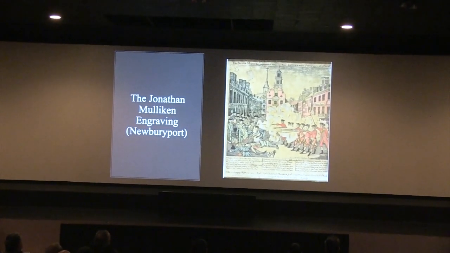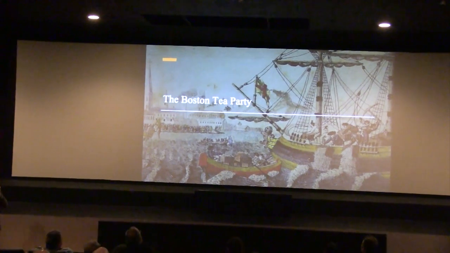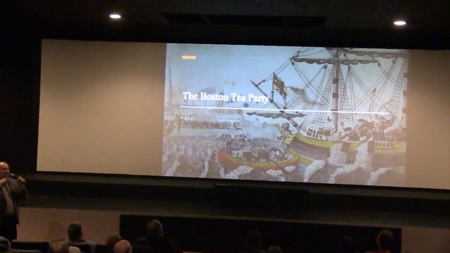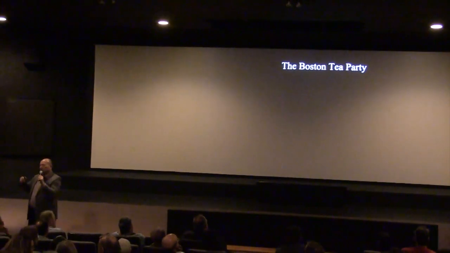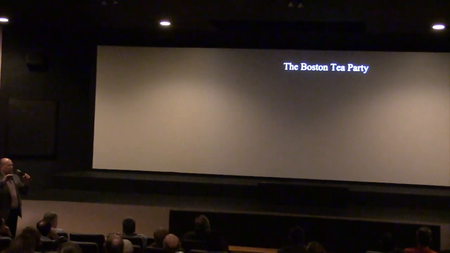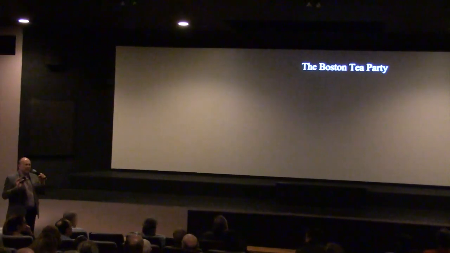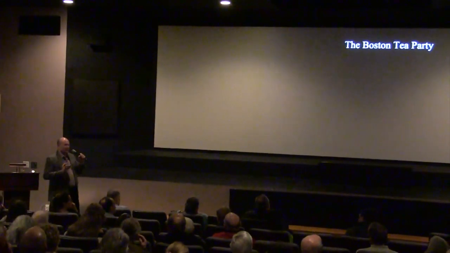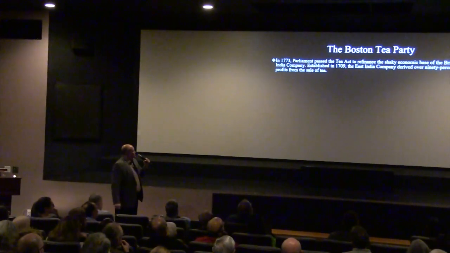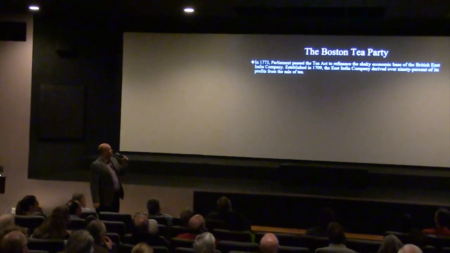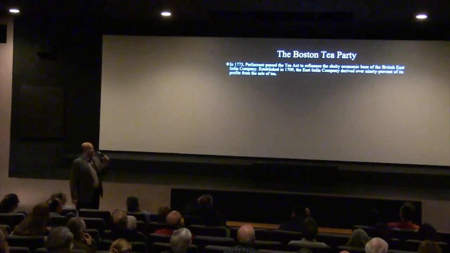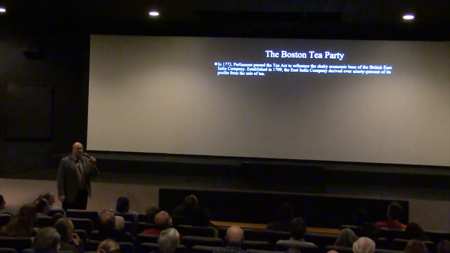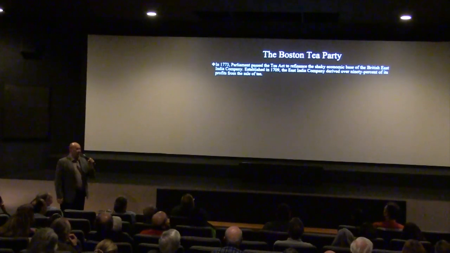So here we are now, going into 1773. At this particular point, the American colonies, particularly Massachusetts, had cooled a little bit. After the Boston Massacre, people started to calm down. Tempers were starting to cool off. Then what happened was, in 1773, Parliament passed the Tea Act to refinance the shaky economy of the British East India Company. Basically, this is an 18th century bailout.